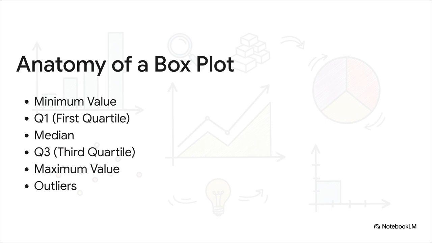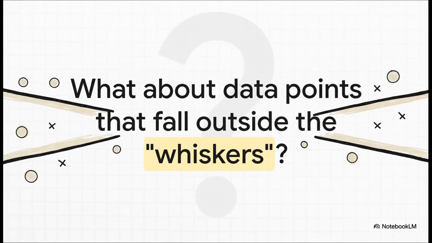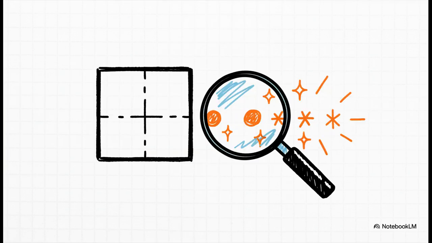But its most powerful feature, the thing that makes it so special, is how it handles data that doesn't quite fit in. You'll notice these lines, often called whiskers, that extend out from the box. They show you the expected range of the data. But what about those little dots, the data points that fall way, way outside of those whiskers? They are outliers. And this, right here, is the real superpower of a box plot. It is specifically designed to make these unusual data points, the anomalies, the errors, the exceptions, visually just pop right out at you. So if you need to find the strange values in your data, the box plot is your best friend.